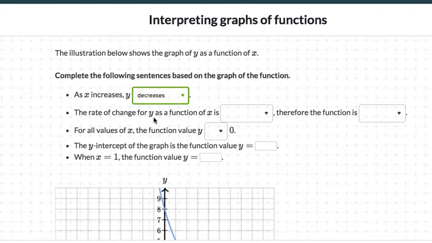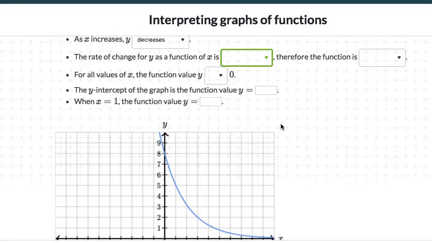The rate of change for y as a function of x is not constant, and the reason is our options here are constant or not constant, and this ties into whether a function is linear or nonlinear. A constant rate of change is a slope, and the slope of a line, of course, is a linear function.